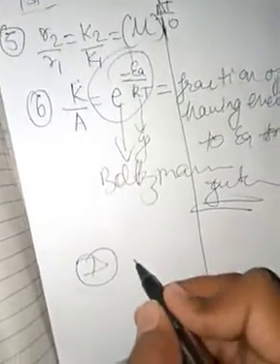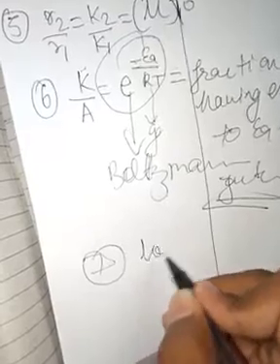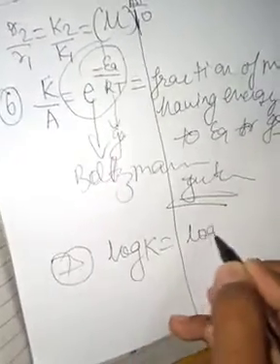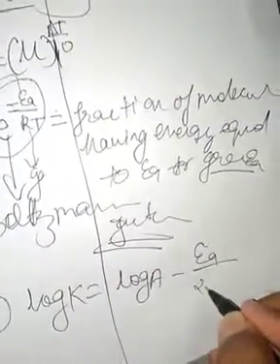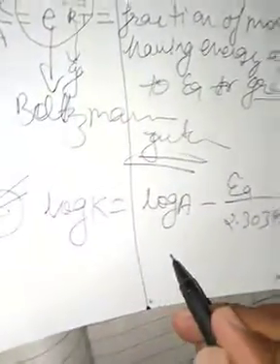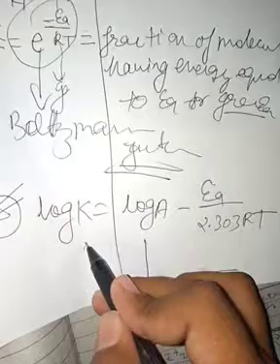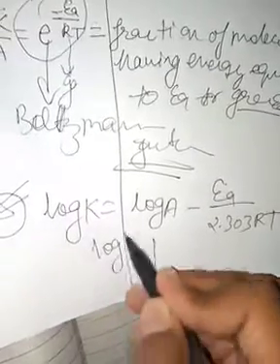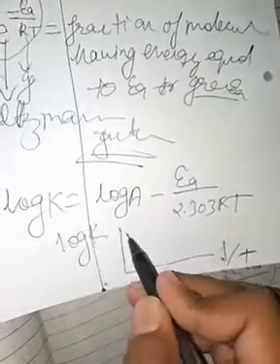Next, the seventh point is another formula, that is log k is equal to log A minus Ea upon 2.303 RT. This is also important. In this we have a graph of log k versus 1 by T, which is also a straight line.